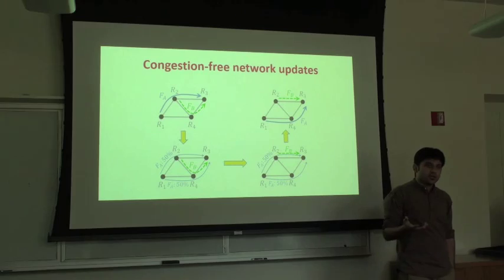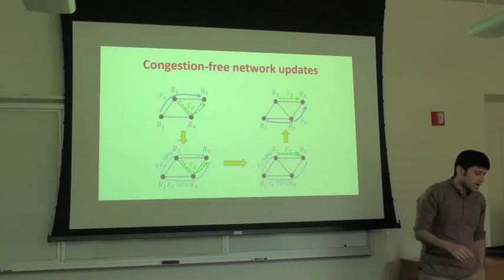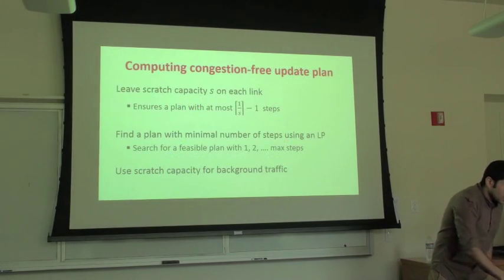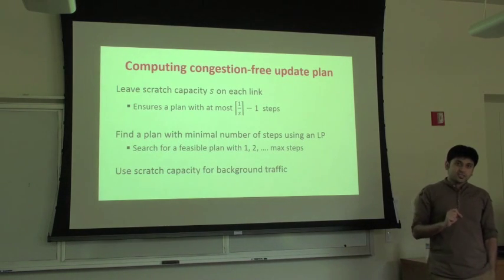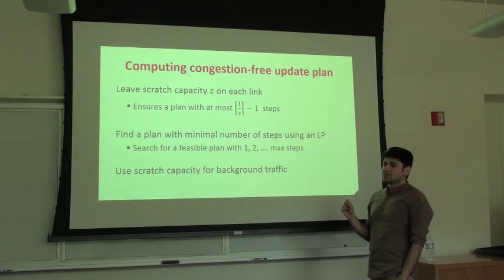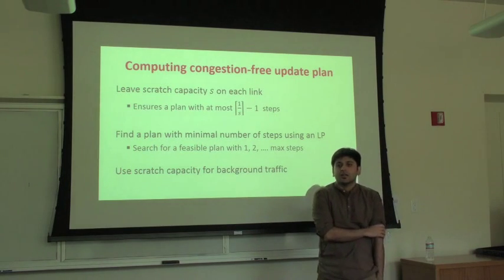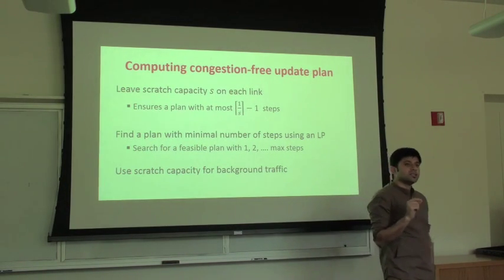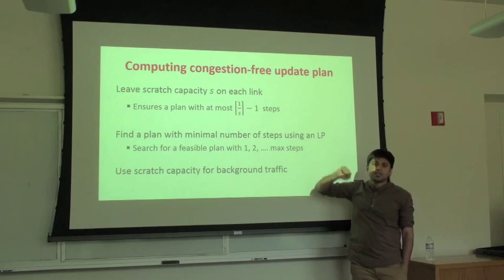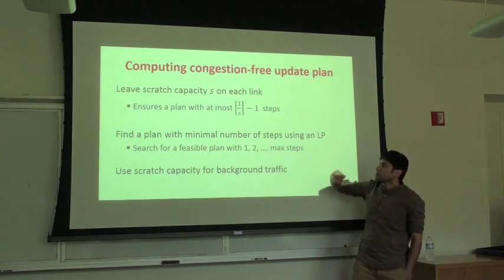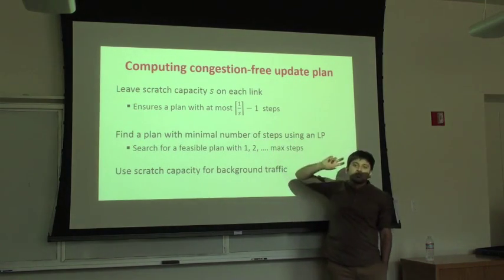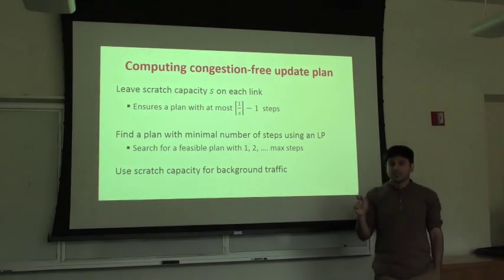The interesting questions here are algorithmic: does a plan always exist? What we can show is that if you leave a scratch capacity, let's say 5% on every link, there's always an update plan that exists within 1 over S steps, where S is the scratch capacity. So if your scratch capacity is 10%, a 9-step process always exists.